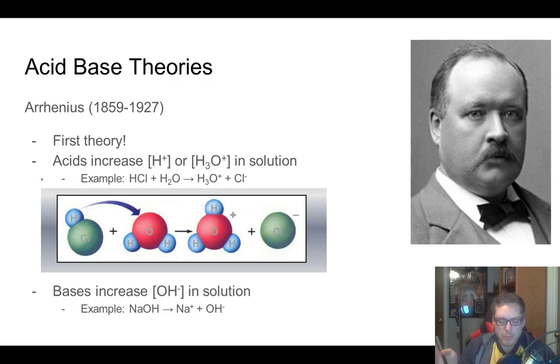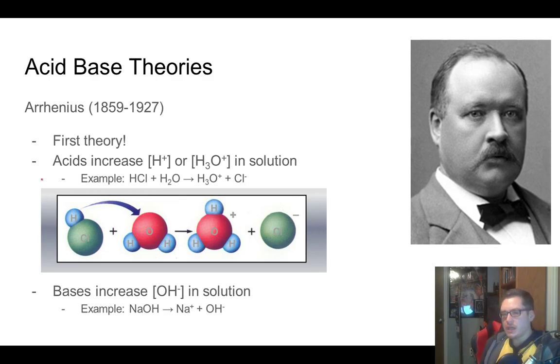Now, before Arrhenius, acids and bases were defined based off their properties, and not necessarily how they acted chemically. It was more like, well, this is sour, so it must be an acid. This is bitter, it must be a base. Kind of like those general properties that we talked about in the last video. And then Arrhenius came along and he came up with the first theory. Well, what exactly is this substance doing in water?